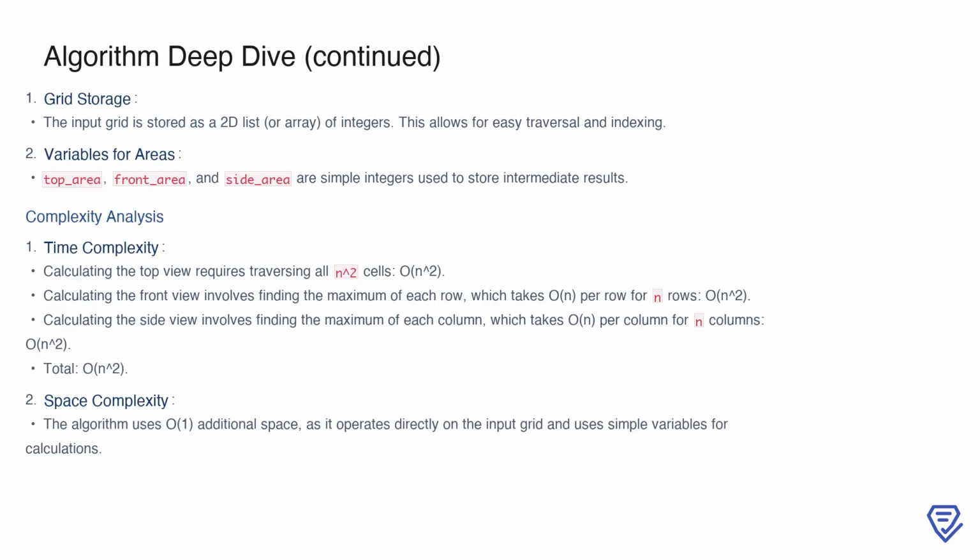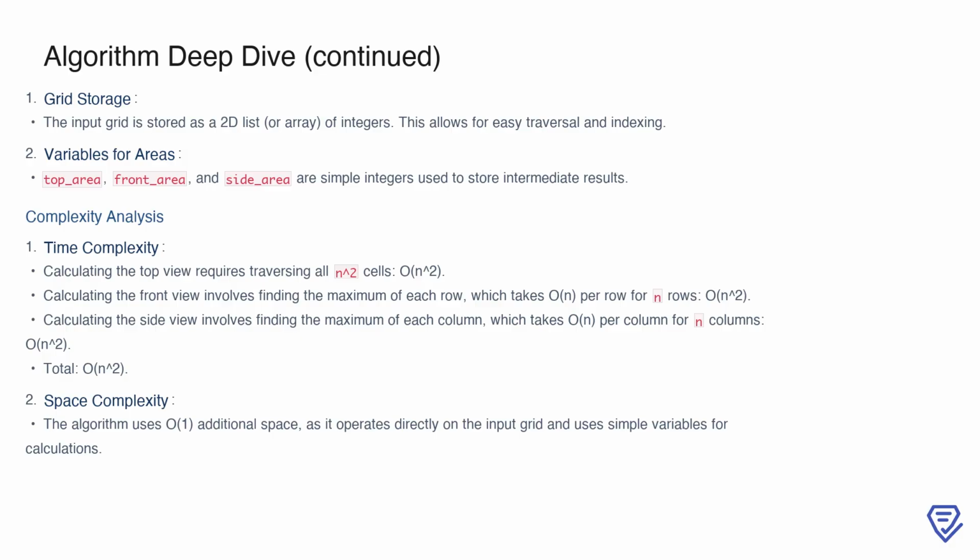To implement this, we rely on simple data structures. The input grid is stored as a 2D list or array of integers, providing straightforward access to elements using indices. For our calculations, we use three integer variables, top_area, front_area, and side_area, to store intermediate results for the respective projection areas.